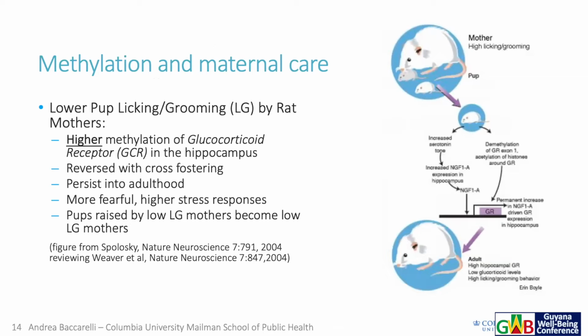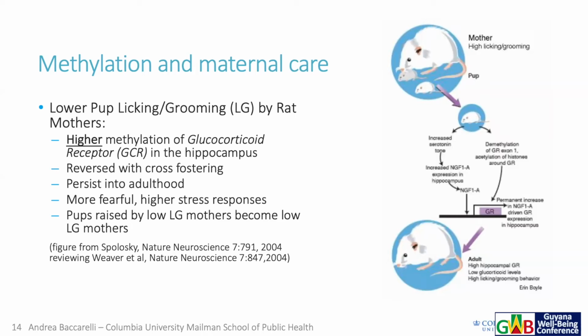So what happens with lower pup licking and grooming? Pups were licked very little by rat mothers. They had higher methylation of this receptor, the glucocorticoid receptor, GCR or GR, in the hippocampus, which was reversed with cross-fostering, persistent into adulthood. And these rats, early on and later in adulthood, were more fearful. They had higher stress responses.